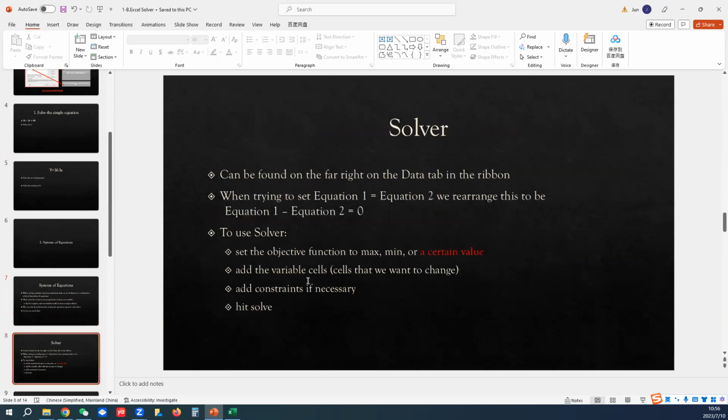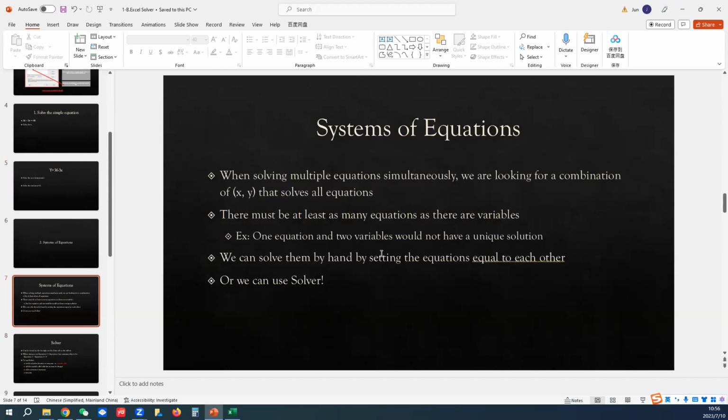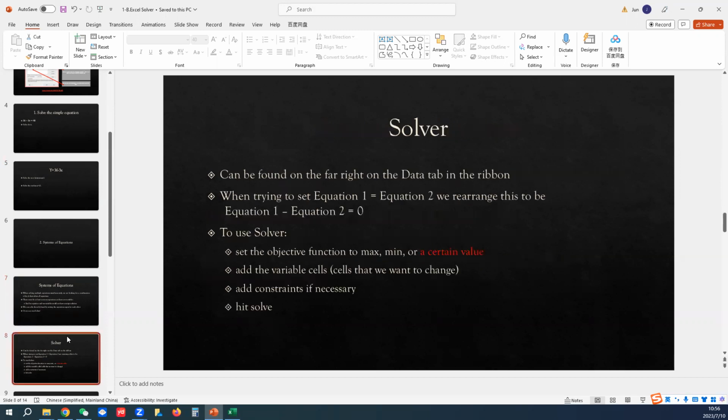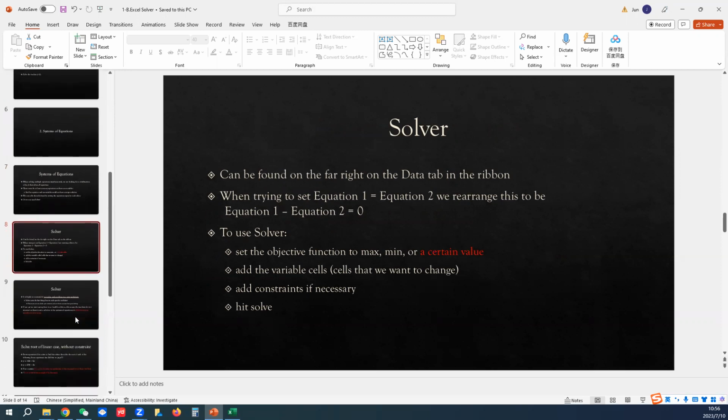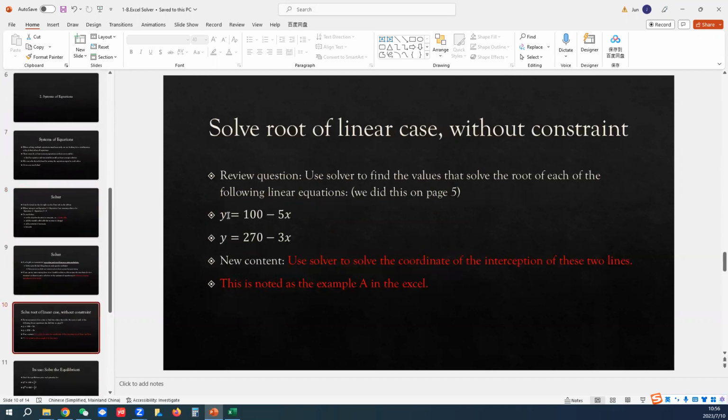We can solve them by hand by setting the equations equal to each other, or by eliminating variables so that you have only one variable in one equation. Or we can use Solver to take the best advantage of the calculating power of your computers. So this is the first way, which is a simpler version of Solver. That is for questions like this, okay?